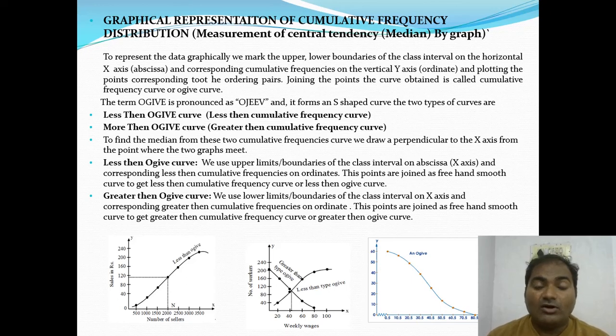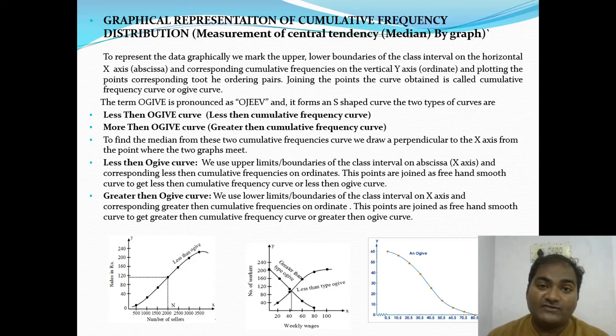So the graphical method of finding measurement of central tendency is also called graphical representation of cumulative frequency distribution curve. In this we have two kinds of curves. We have less than cumulative frequency curve and greater than cumulative frequency curve, called the less than ogive curve and more than ogive curve. It is read as less than ogive, and I already explained how it is pronounced. Less than ogive curve, greater than ogive curve. Using these two curves, we will be able to find the median by drawing the graphs.